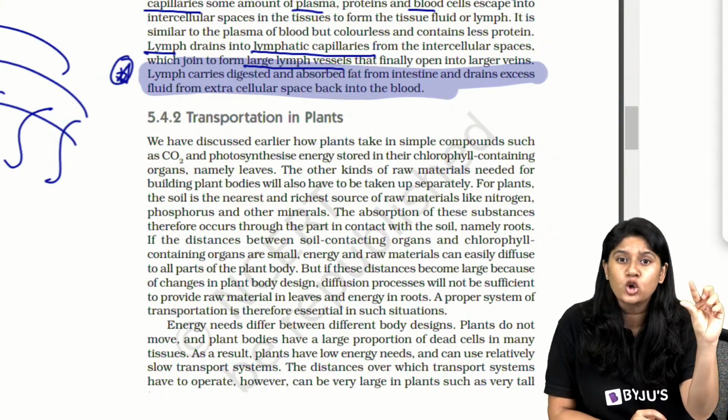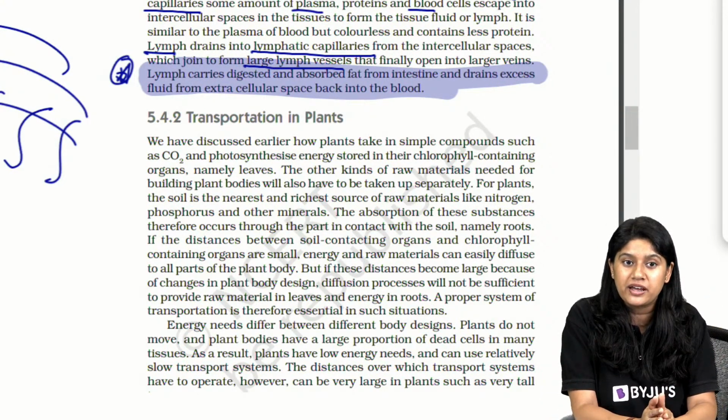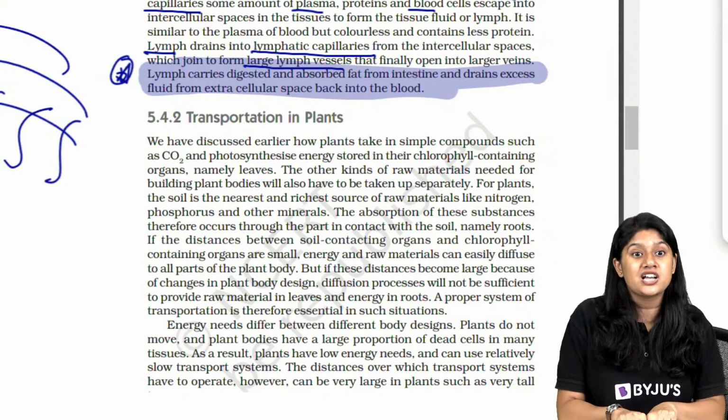It's a very small topic, everyone. Please do not get confused. What is lymph? They have mentioned it over there. What are its functions in the last two lines you have?